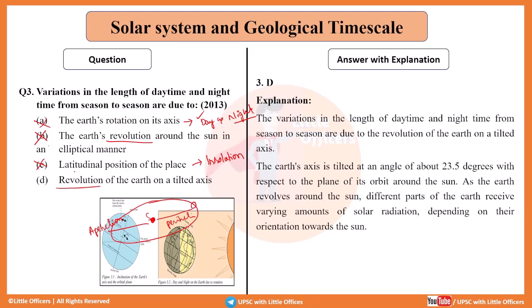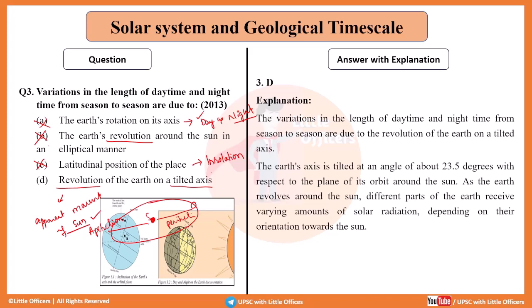So, what is the right answer? The right answer is revolution of the Earth on a tilted axis. It is because of the tilt. Sometimes the northern hemisphere is facing the sun, and sometimes the southern hemisphere is facing the sun. This leads to the apparent movement of the sun. And this is the reason why we get summer solstice and winter solstice. We have just seen it. So on this basis, we can come to that conclusion.